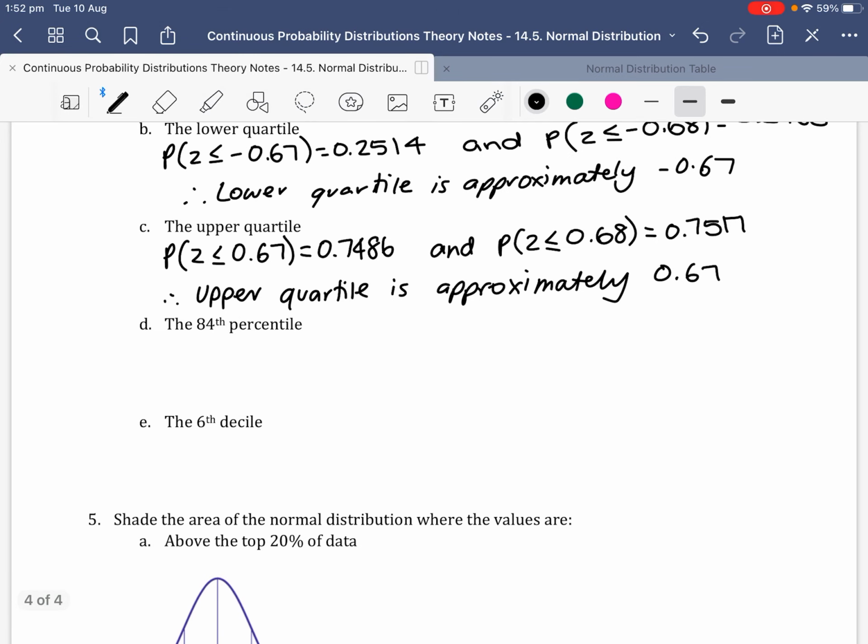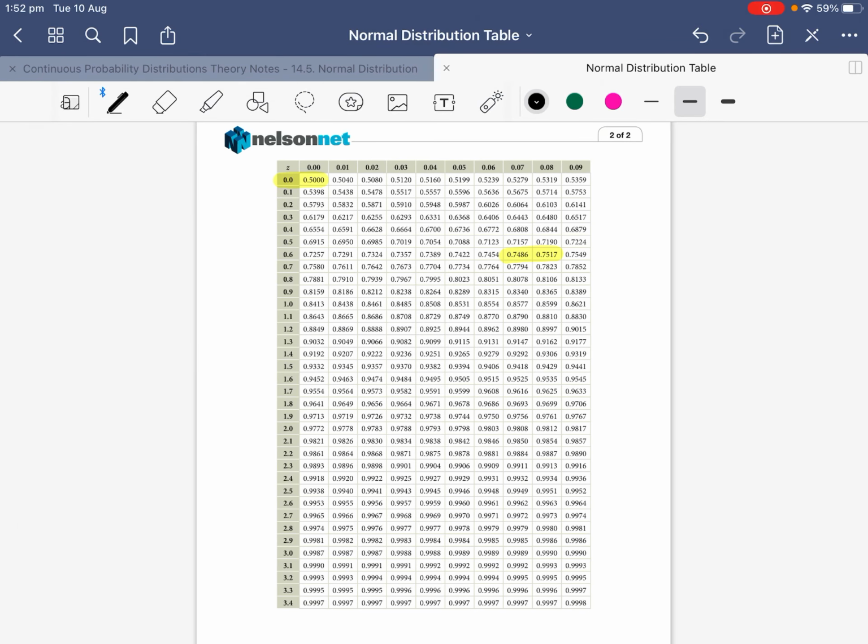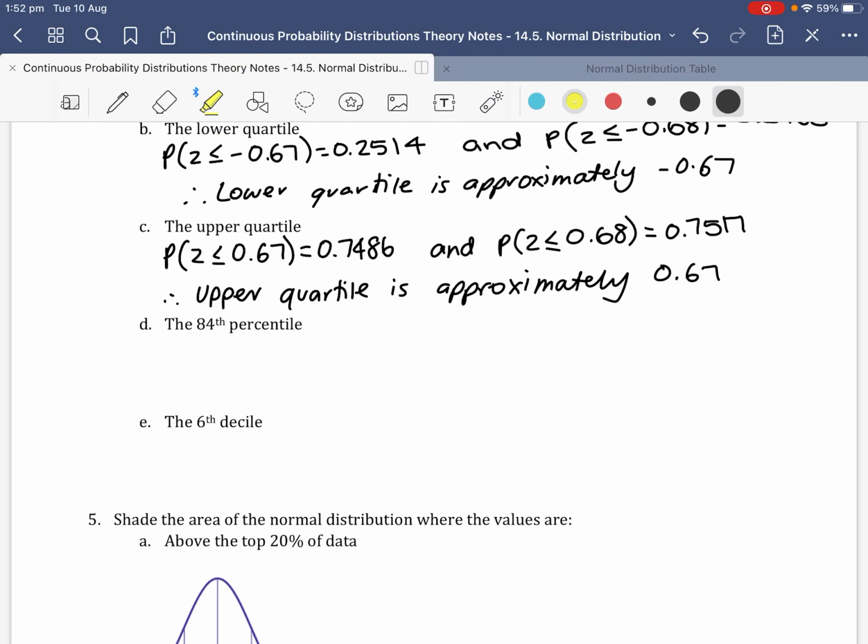Finally, well not finally, for D we want to find the 84th percentile. So that separates the bottom 0.84 of the data. So we're looking for 0.84 on here. So there's 0.84 there, and then here is 0.8389.